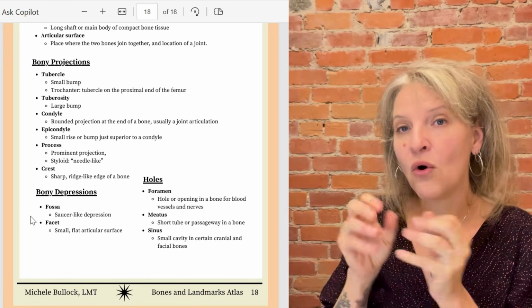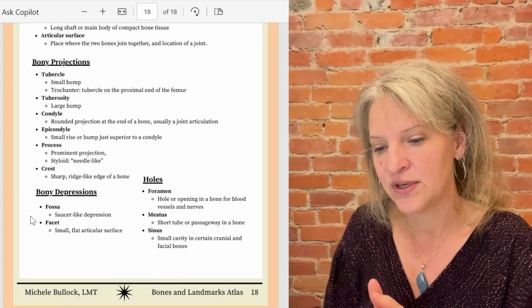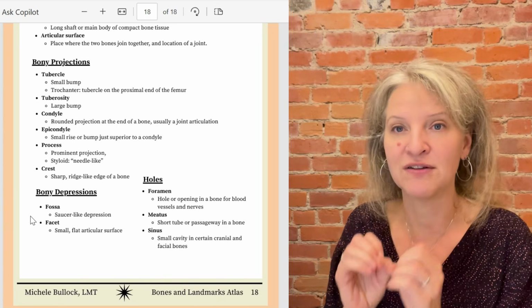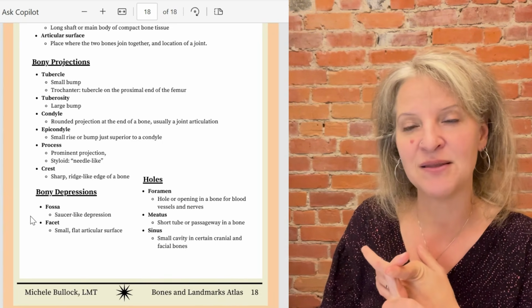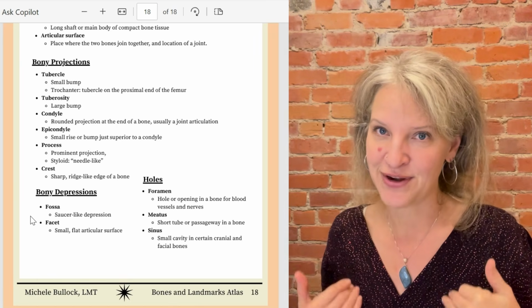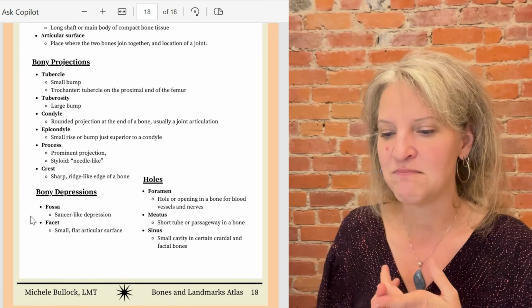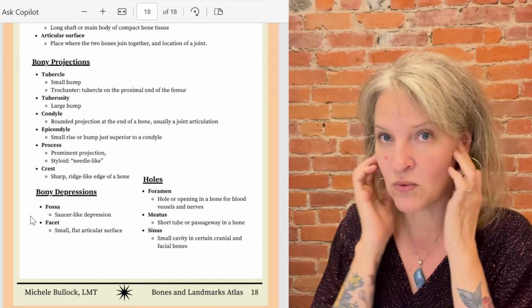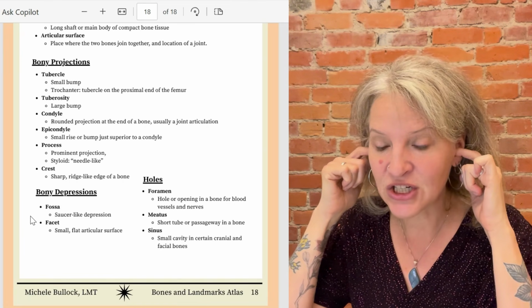And then for holes in the bones, we have 3 different names. We have foramen, which is like a hole in a bone for blood vessels and nerves to go through. So we have the obturator foramen in the pelvis, and also we have all those foramen in our vertebrae. And then we have the meatus. I'll talk about one that's a little hole in our cranium that helps us to be able to hear.